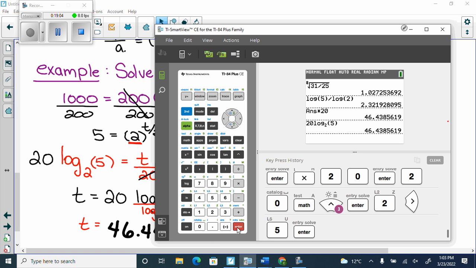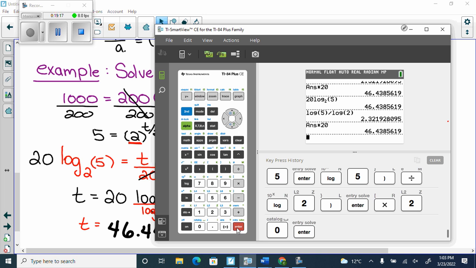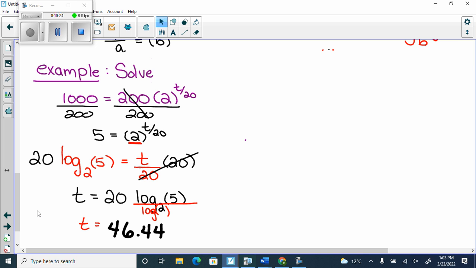So you're going to go, quiet please. You're going to press log, and then 5, close bracket, divided by log 2, and then times 20. Okay, so we get 46.44. Either way we do this, we get 46.44.